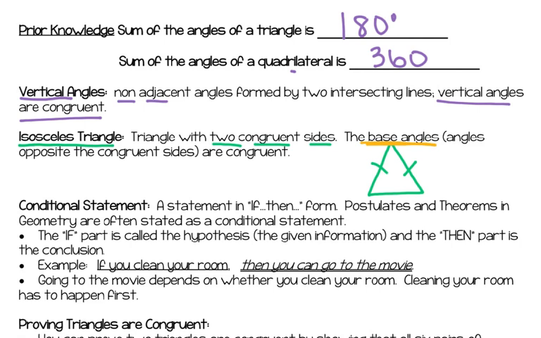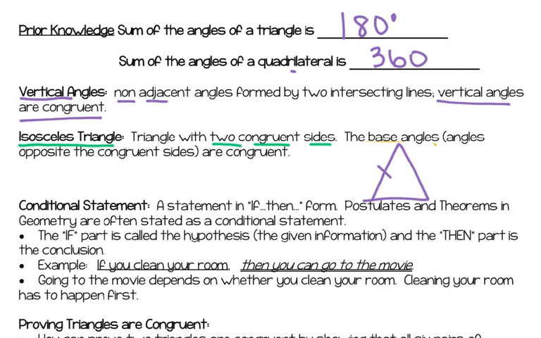What that means is in your isosceles triangle, these two angles that are opposite your congruent sides are called your base angles, and they're congruent to each other. So that's important because if you have an isosceles triangle, and you know that those two are congruent, and I know that this is 70 degrees, then I would also know that this is 70 degrees.